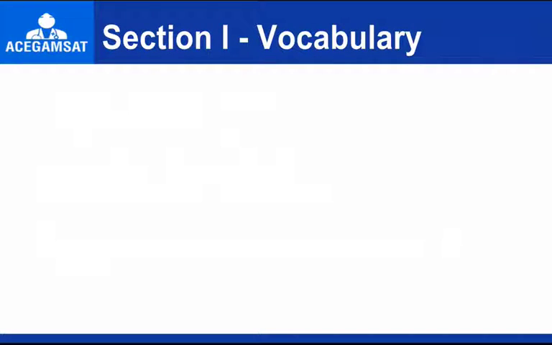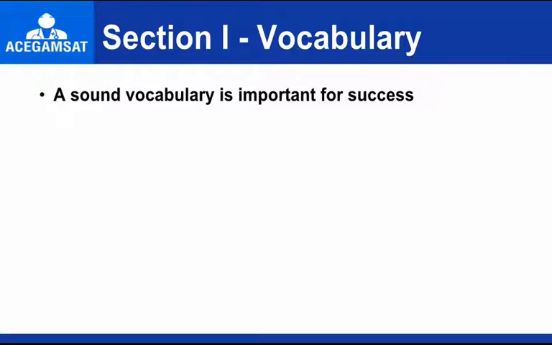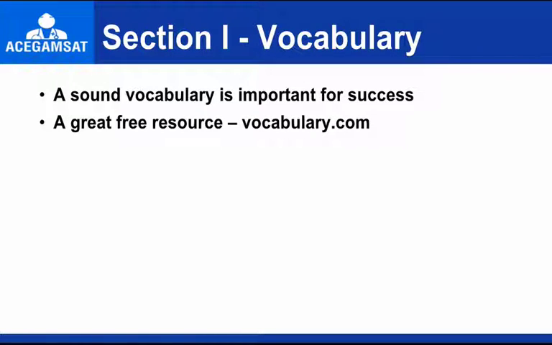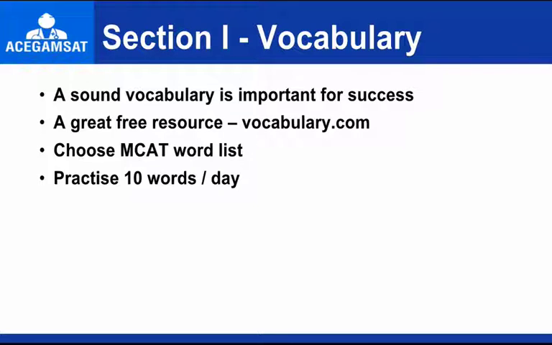Section 1 Vocabulary. A sound vocabulary is extremely important for success in Section 1, and a great free resource that students can utilize is vocabulary.com. There is no official GAMSAT word list for this website, so students should just click the MCAT word list, which is very similar. And I recommend that students practice at least 10 words per day leading up to the exam. So I would suggest at least 3 months before the exam that students start utilizing this website.